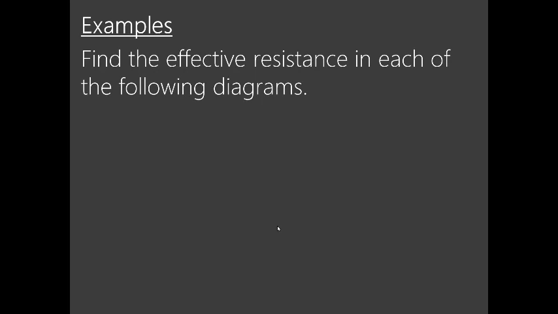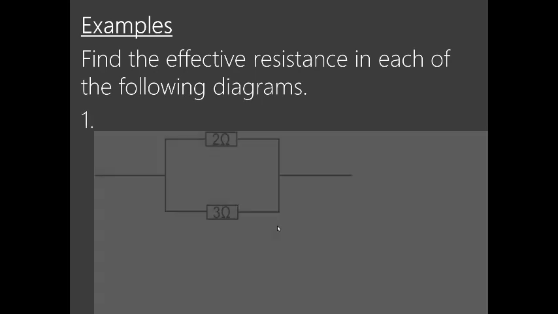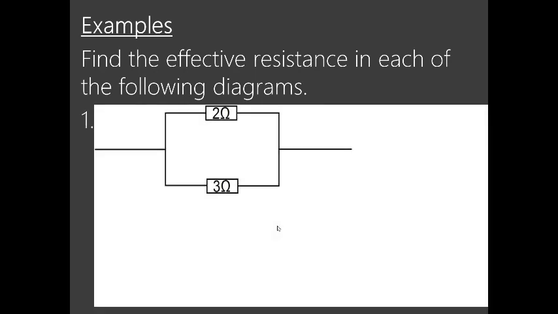Examples. Find the effective resistance in each of the following diagrams. The first one. So we have two resistors. They are in parallel because here, if the current comes in here, it's going to split up into I1, I2. The moment it splits up in different directions, that means we have what we call a parallel arrangement.